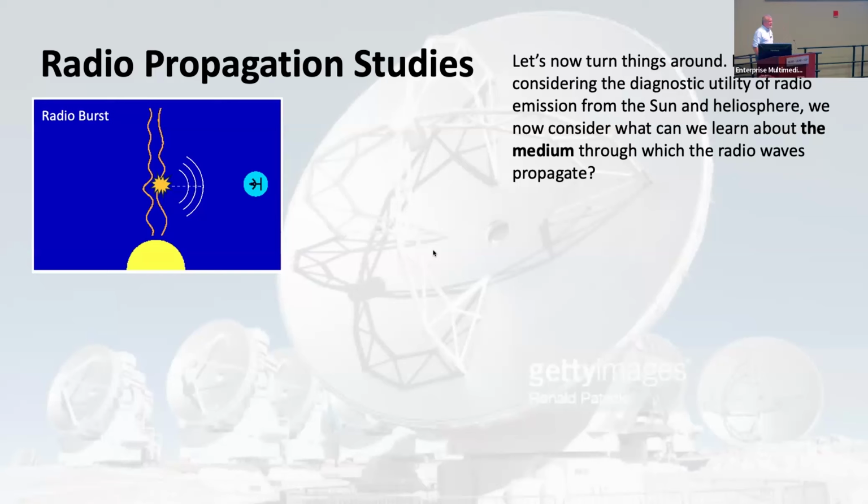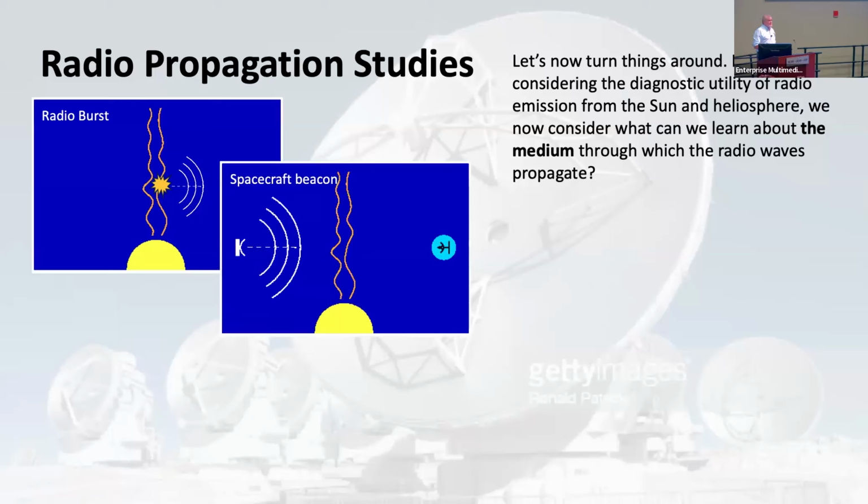So we've just talked about radio bursts. You can use a radio burst in the corona or the IPM, and the signal propagates to some receiver, and you can try to determine, using properties of the emission, for example, its decay time or something else, how the intervening medium may have affected that propagation. But you can do lots of other things. You could use a spacecraft beacon. That's been done many, many times.